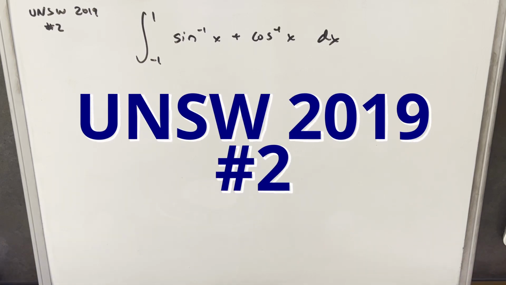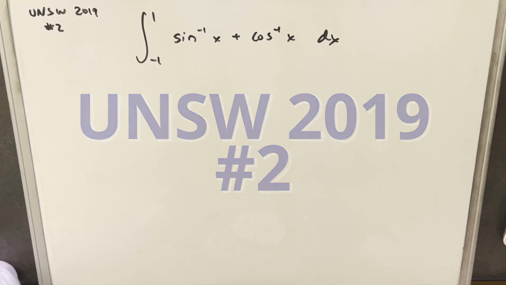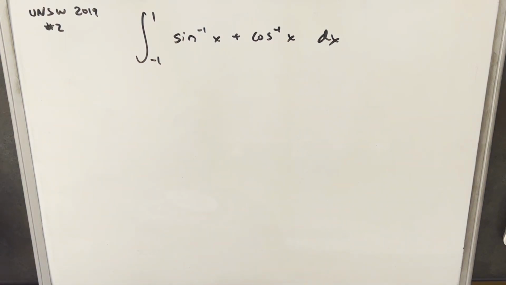Okay, we have here another integral. This one's from UNSW 2019. Problem number 2. We have the integral from -1 to 1 of arc sine x plus arc cosine x dx. So I kind of just want to walk through the steps of this.